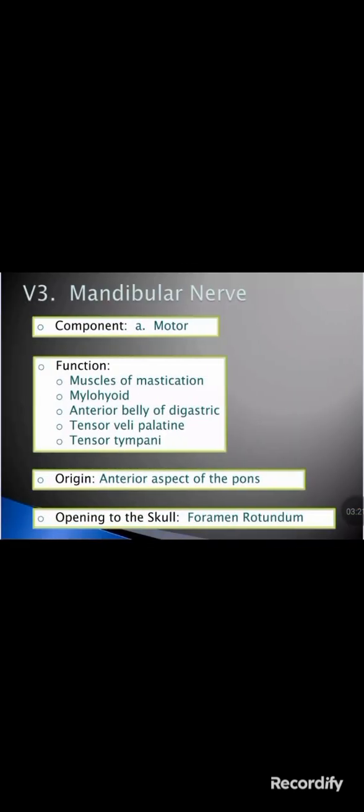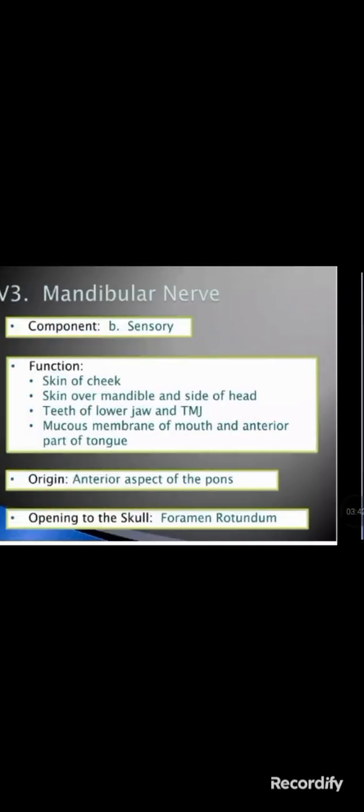Then mandibular is motor. Function is muscles of mastication, mylohyoid, anterior belly of digastric, tensor veli palatini, tensor tympani. Origin is from the anterior aspect of the pons. Opening to the skull is foramen rotundum.